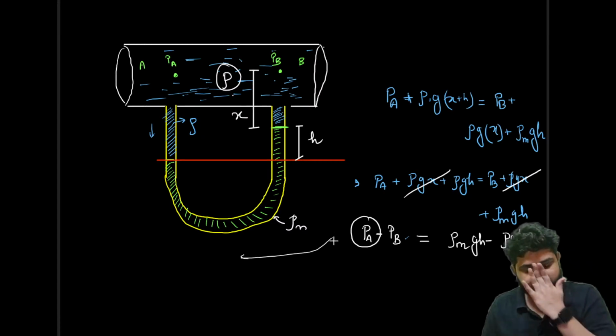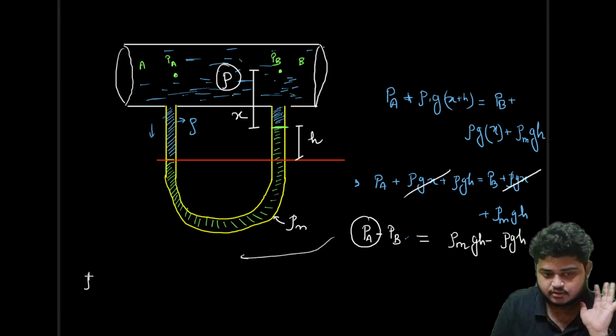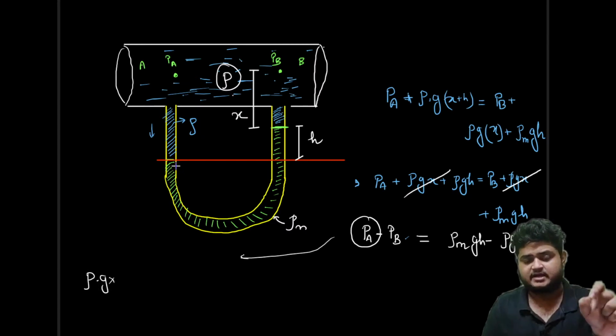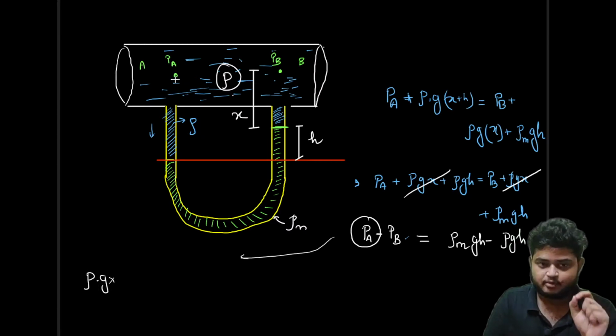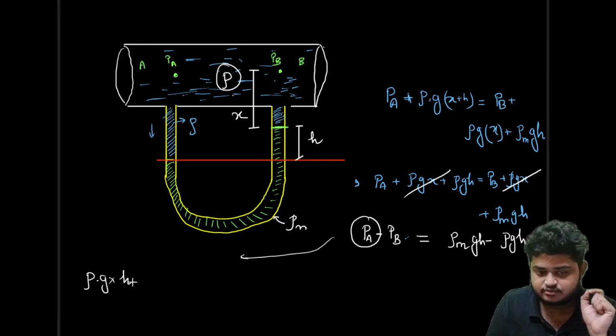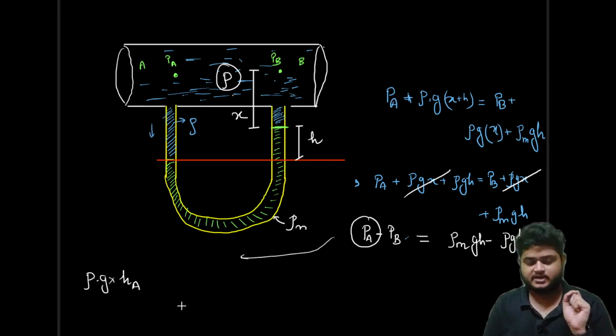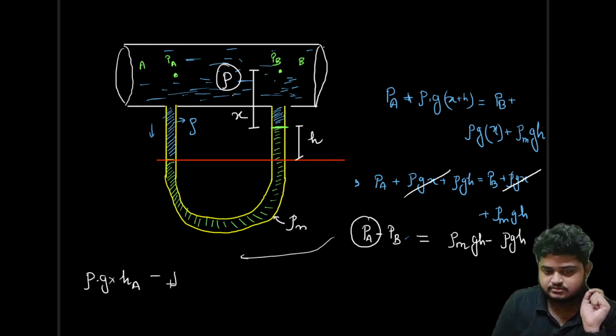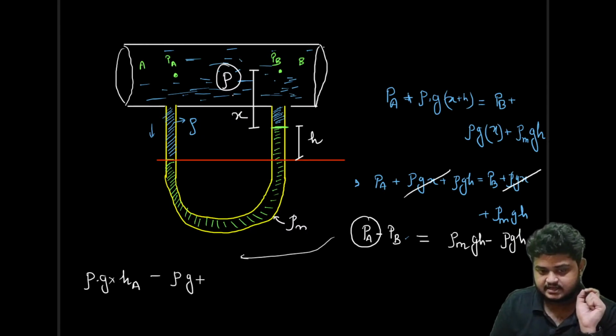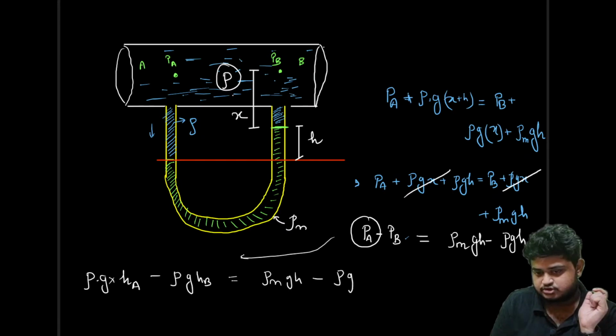Can I denote this, the pressure, it is showing the pressure at point A, right? So can I denote this as rho, which is the flowing fluid, so rho into g into, let us suppose, the pressure head at point A, let us assume this as HA, and let us assume the pressure head at point B is HB, okay, and now this is rho m gh minus rho gh.